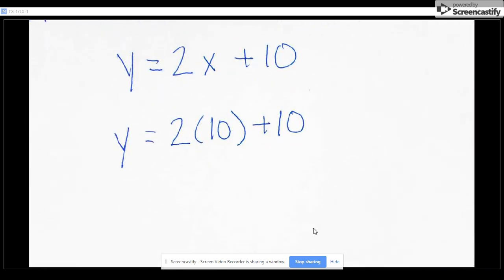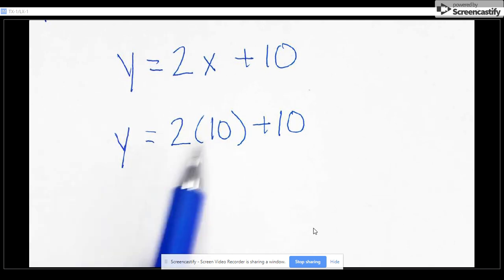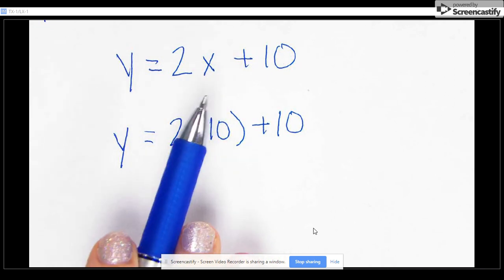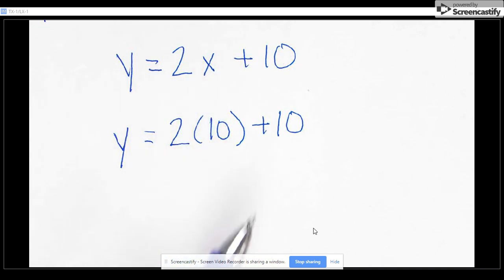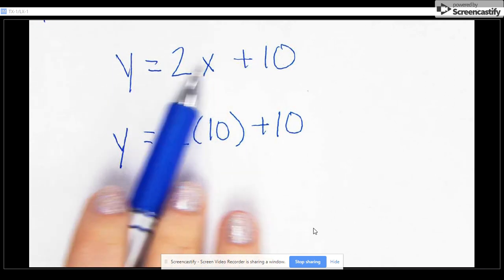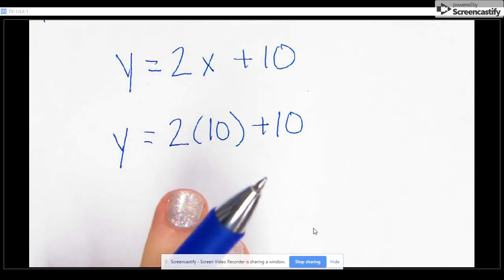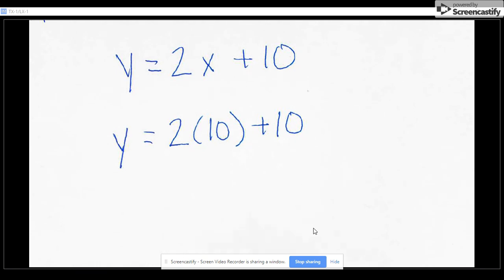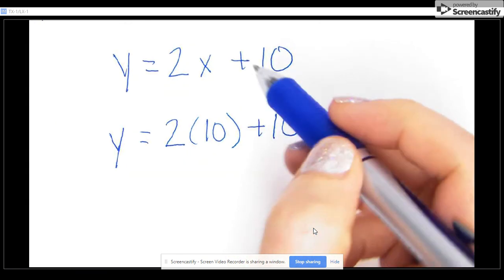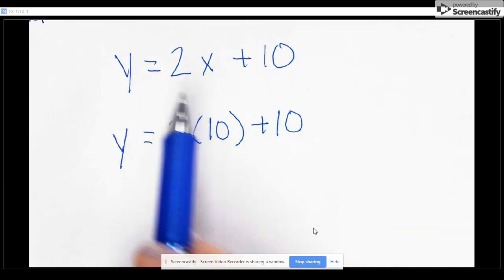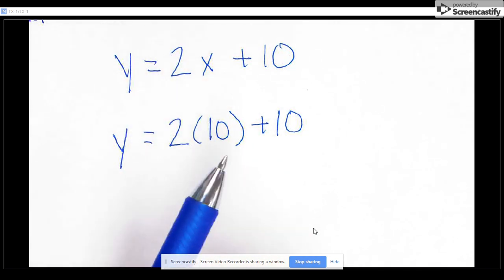Before we go to solve the rest of this problem, keep in mind that y and x are not always the letters that are going to be used. Sometimes they use letters like A and B or C and L. It does not matter. We just have to know that different letters can go in this situation.